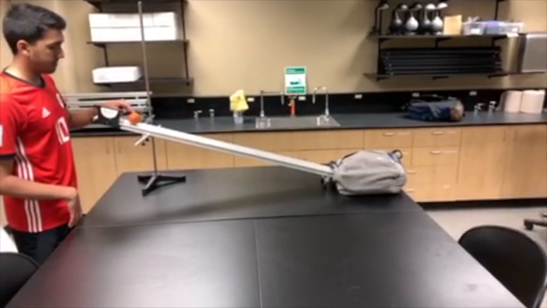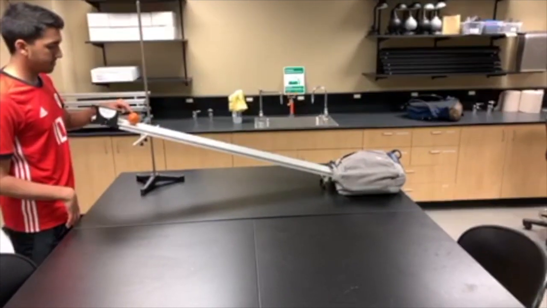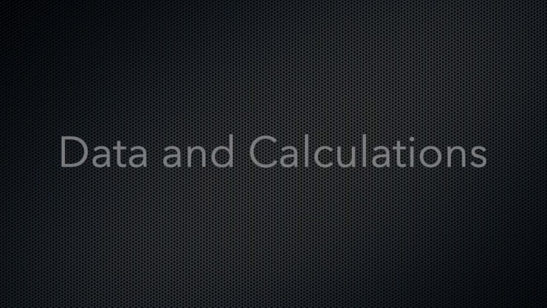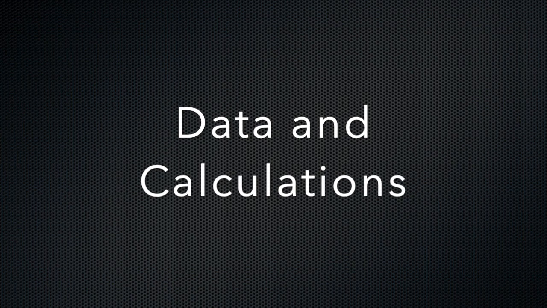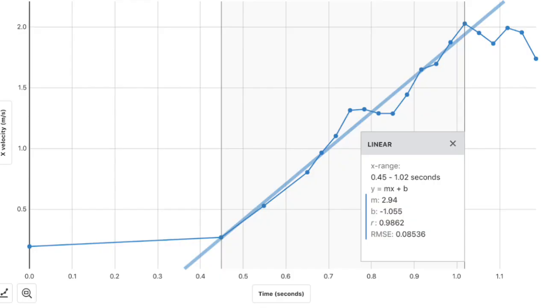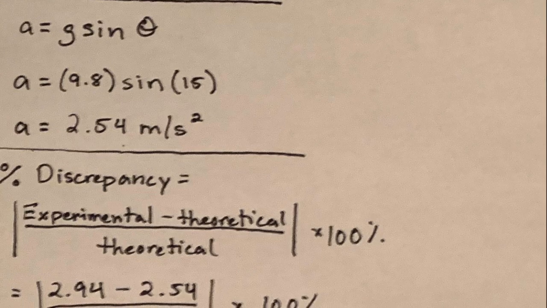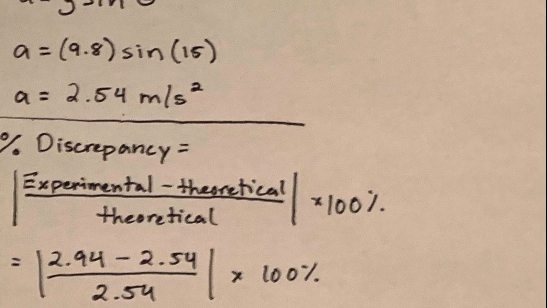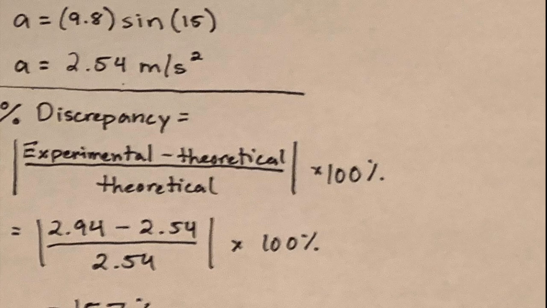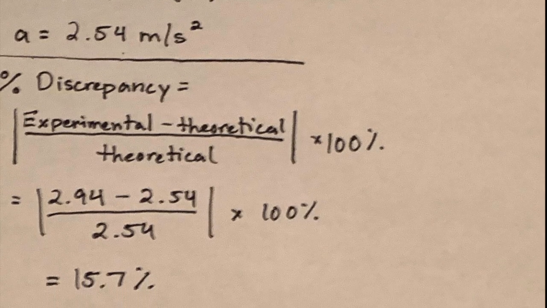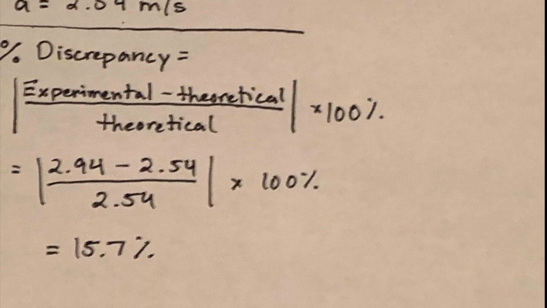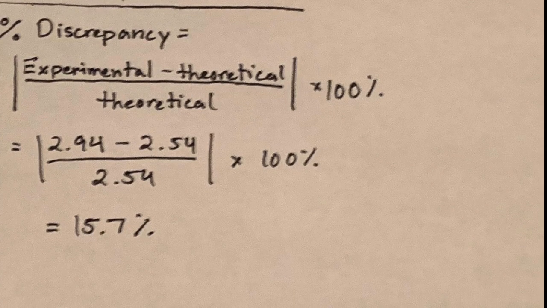Using the videos of the cart and the ball, we were able to find the velocity versus time graphs for each object. For the velocity versus time graph of the cart, it was shown that the experimental acceleration for the cart was 2.94 meters per second squared. Using the equation for the theoretical acceleration of a equals g sine theta, using 15 degrees as theta, it was found that the theoretical acceleration for the cart was 2.54 meters per second squared. Using these two values, we calculated the percent discrepancy to be 15.7%.